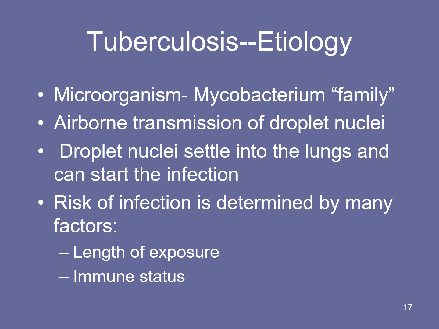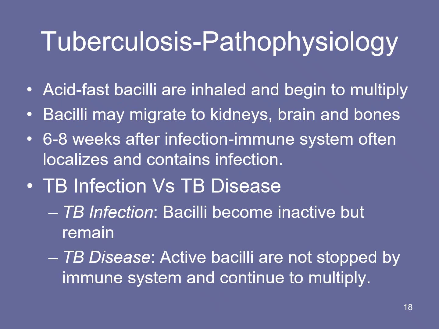Risk of infection is determined by many factors. I just alluded to one of them, the concentration of the actual microbes that you've inhaled, the length of exposure, your immune status, and many other factors as well. Pathophysiology of tuberculosis: the acid-fast bacilli, as they're known, are inhaled and begin to multiply. Bacilli may migrate, not just stay within the lungs, but go to the kidneys, the brain, the bones. 6 to 8 weeks after the infection, the immune response often localizes and contains the infection. Hence the difference between TB infection and TB disease.